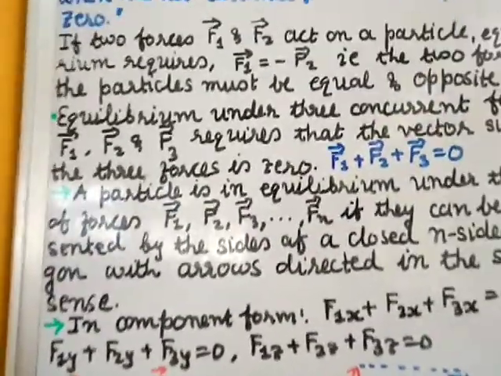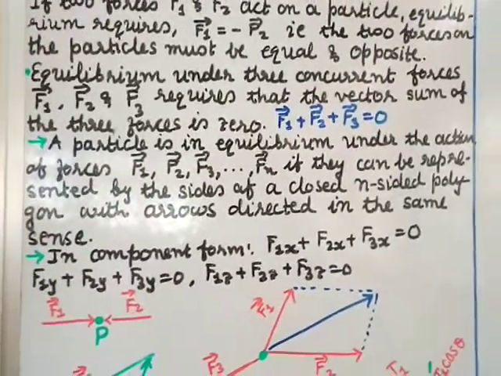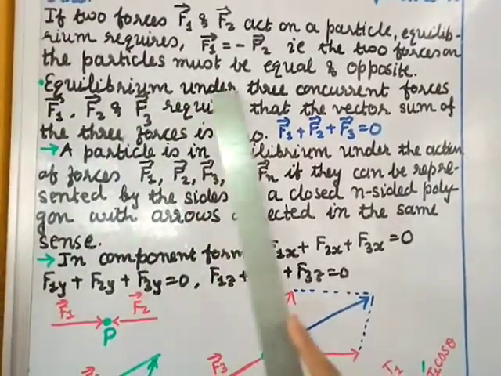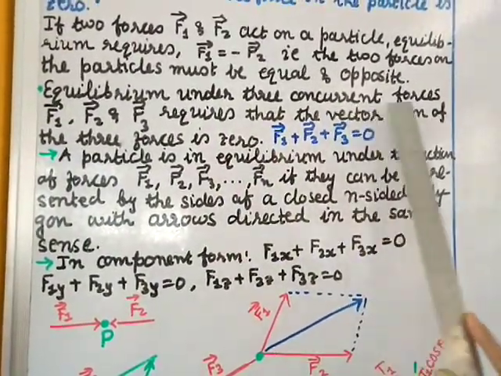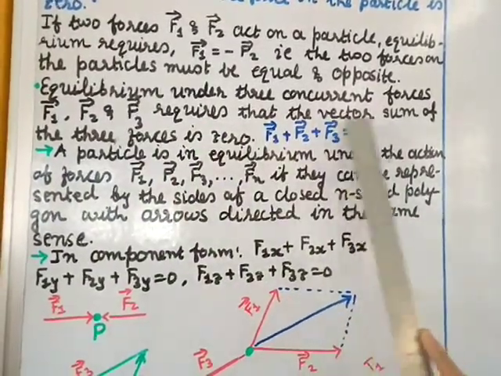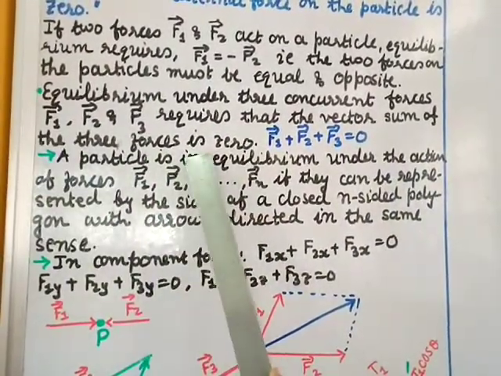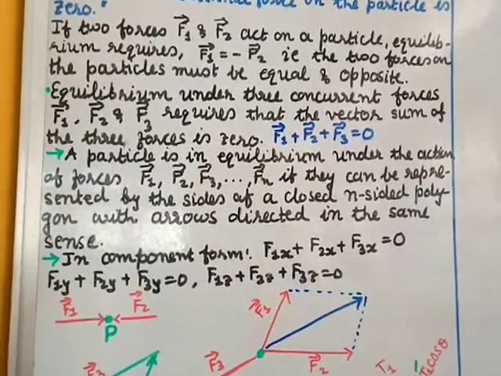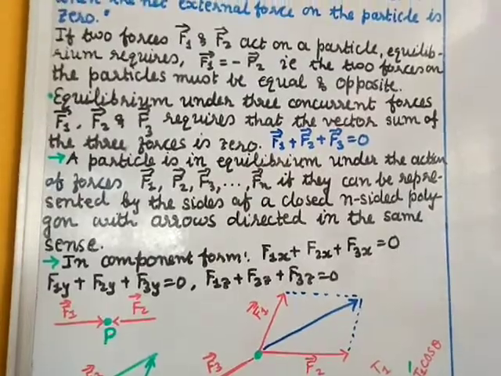Similarly, for three forces, I have written here: equilibrium under three concurrent forces F1, F2 and F3 requires that the vector sum of the three forces is 0. So if three forces are acting on a particle and the particle is in equilibrium, that means the vector sum is 0.